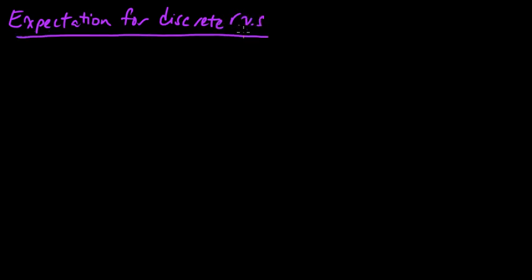One of the central tools in probability is what's called expectation. And in this video, we'll start to take a look at expectation for discrete random variables. So intuitively, you can think of expectation as sort of the average value of something. You're averaging over some probability distribution.